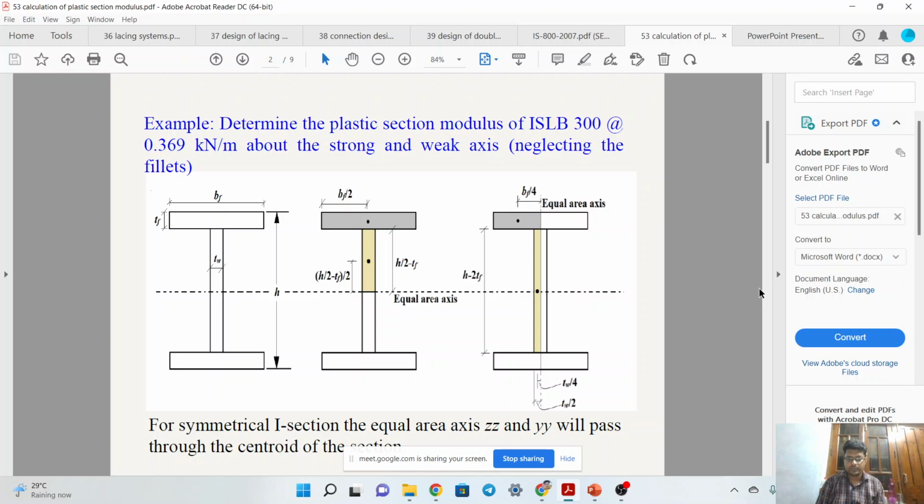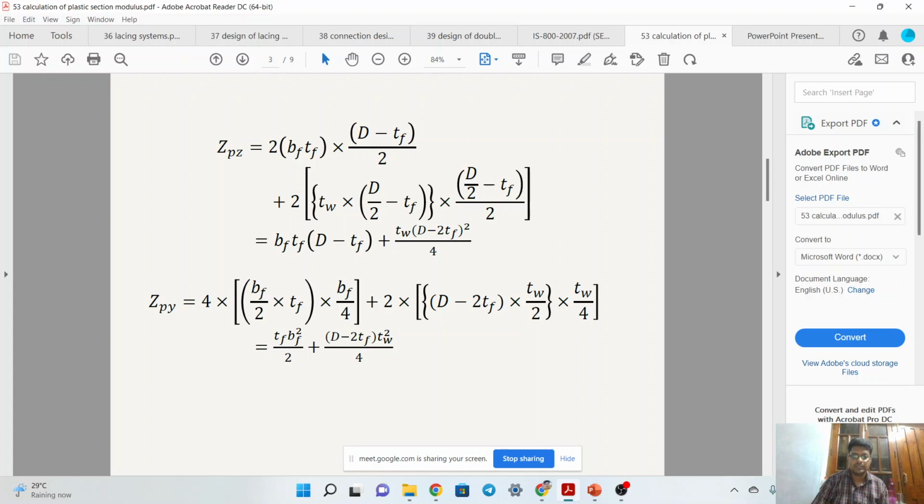Sir, can I just tell the formula? Yes, please. It's breadth of the flange into the thickness of the flange, minus d by tf, plus tw, d by 2 minus tf whole square.